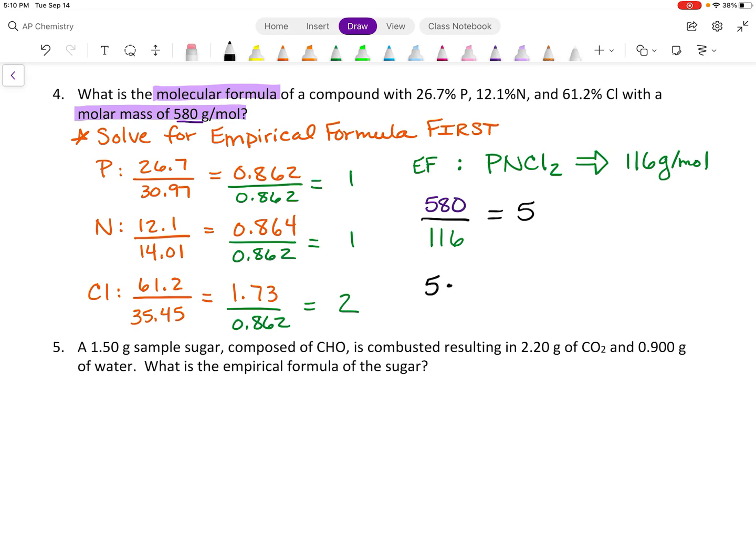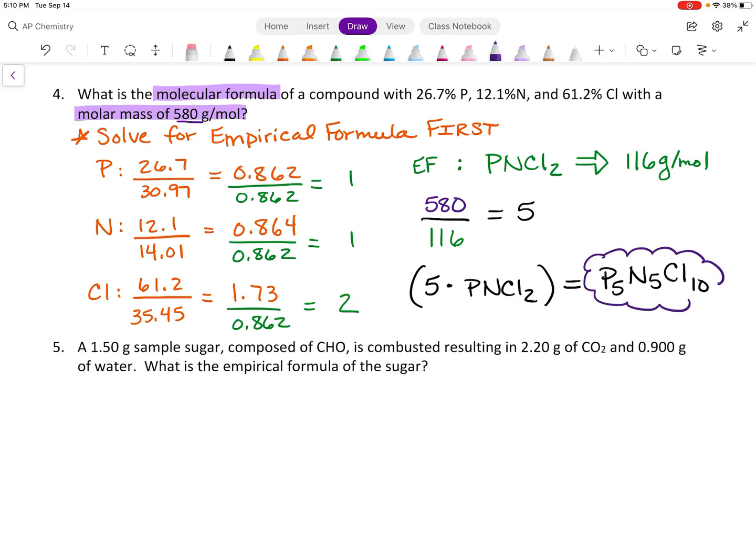So we're going to do 5 times PNCl2, and we're going to make this into subscripts, right, down below. So that's how we write formulas. And we end up with P5N5Cl10. And that is our molecular formula.